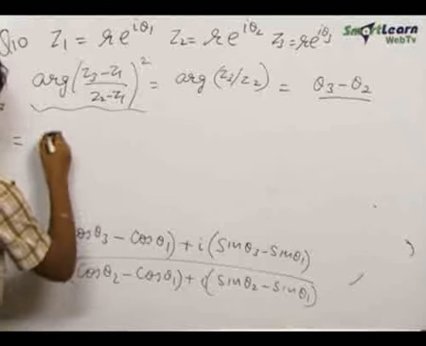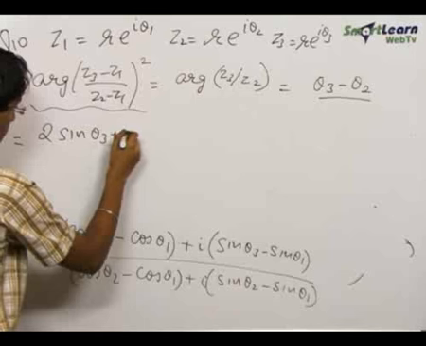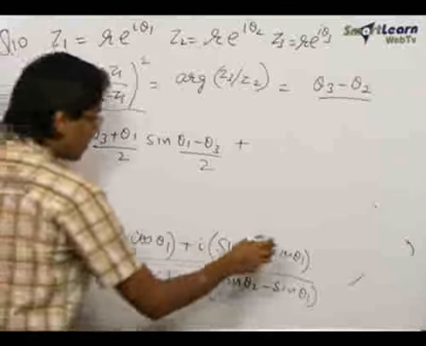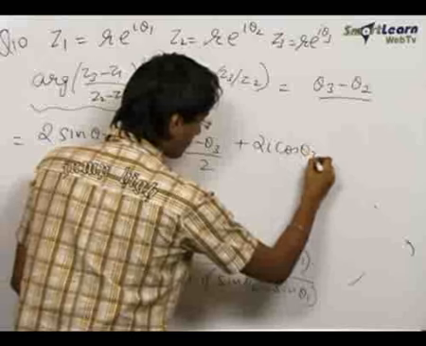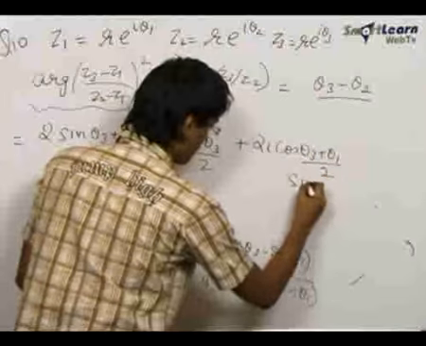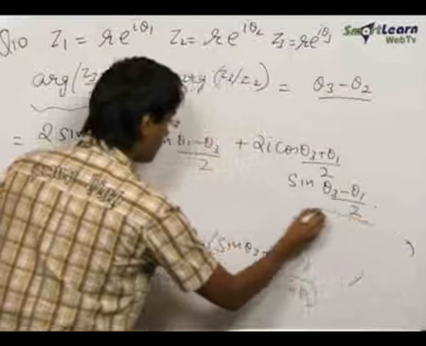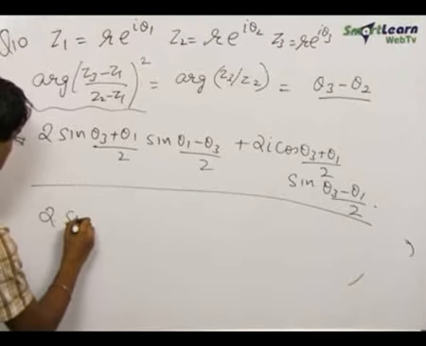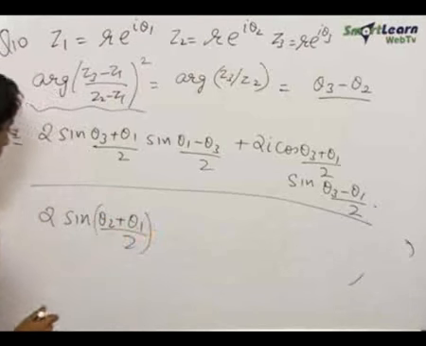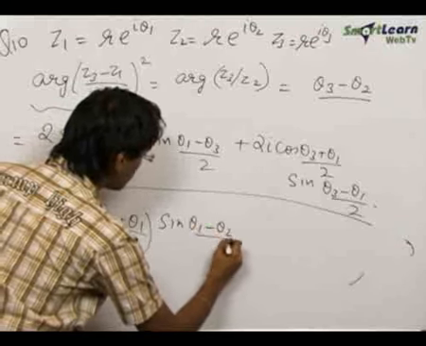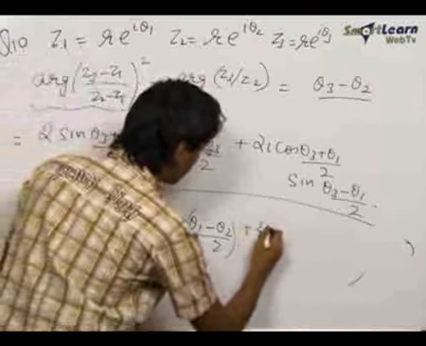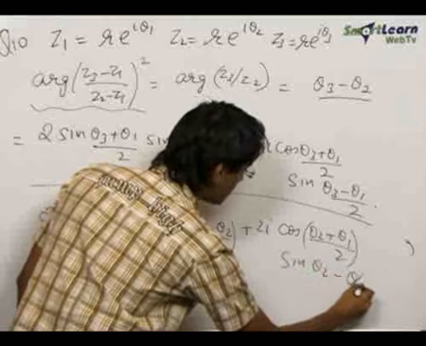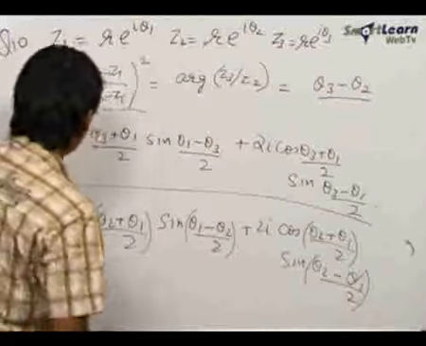This can be further written using cos C − cos D is 2 sin((C + D)/2) sin((D − C)/2) and sin C − sin D is 2 cos((C + D)/2) sin((C − D)/2). So we get 2 sin((θ3 + θ1)/2) sin((θ1 − θ3)/2) + 2i cos((θ3 + θ1)/2) sin((θ3 − θ1)/2), divided by the denominator, which can just be written by replacing θ3 by θ2: 2 sin((θ2 + θ1)/2) sin((θ1 − θ2)/2) + 2i cos((θ2 + θ1)/2) sin((θ2 − θ1)/2). The 2 will get cancelled out.